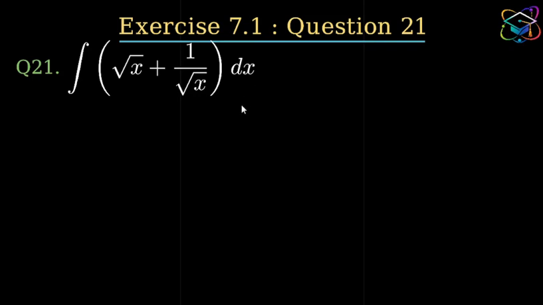Now let me be clear that whatever solution we are going to write here is step by step according to board exam preparation. So whatever solution is given here has to be totally written in the board exam. Now let's see. I can just say that I is equal to integration of under root of x plus 1 upon under root of x.